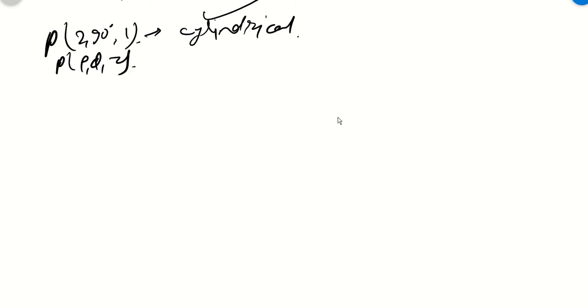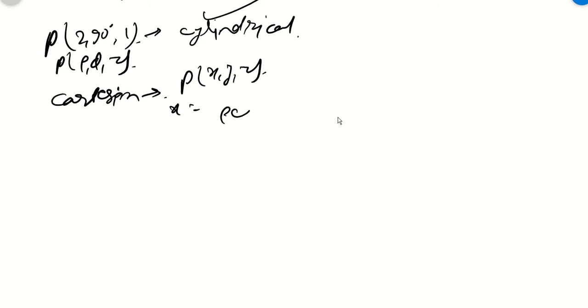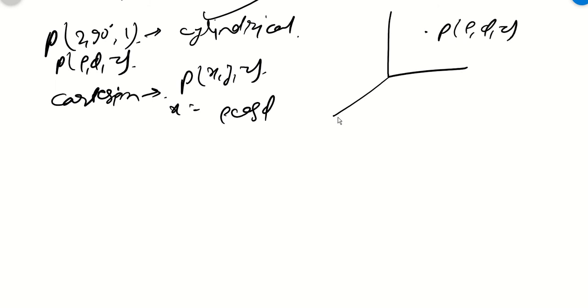So what will be cylindrical to Cartesian? In Cartesian we have to find x, y and z. So x will be what? Rho cos phi. How? I will show you, because without a diagram you will not understand. So P is rho, phi and z. This is my X, this is my Y, this is my Z. I explained this last time, okay?